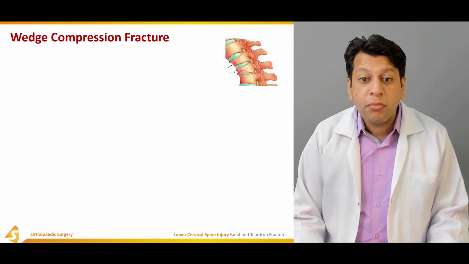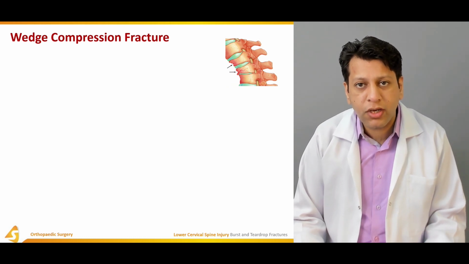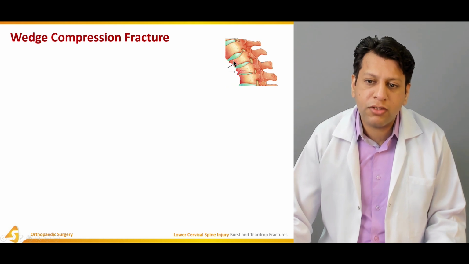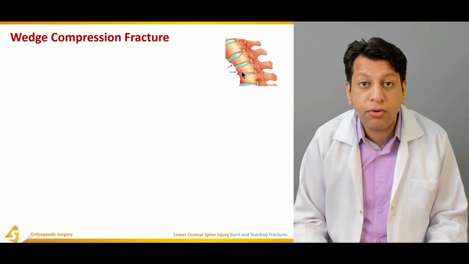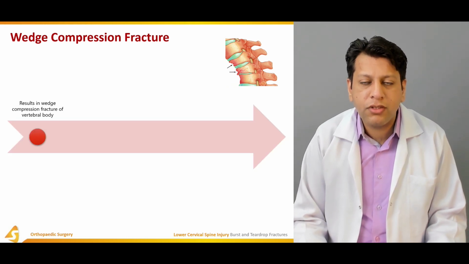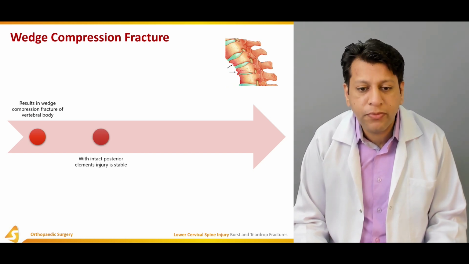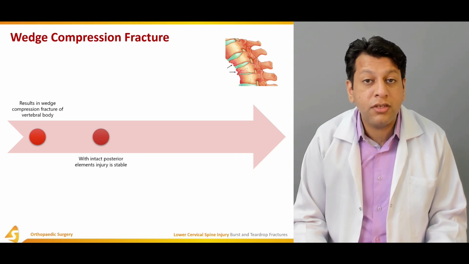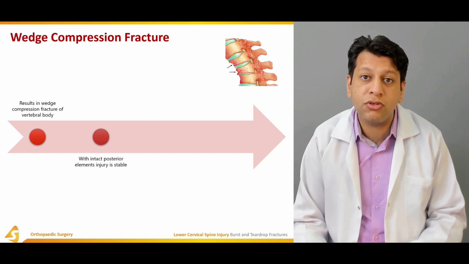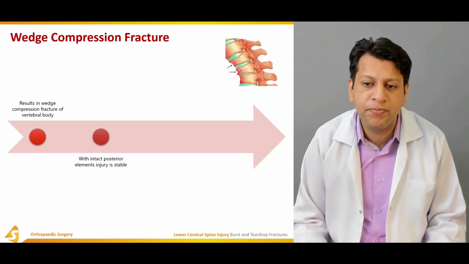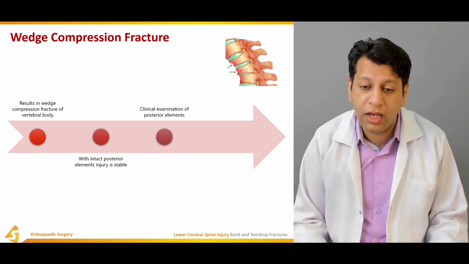Now coming to the wedge compression fractures. As I told you, when hyperflexion is occurring at the cervical spine, the maximum strain is on the anterior two-thirds of the vertebral body, that is over the anterior column mainly. As the force continues, this results in a wedge compression fracture of the vertebral body. With intact posterior elements, the injury is stable. But if the hyperflexion and deceleration continue, there is translation of one vertebra over the other, leading to disruption of the discoligamentous complex or posterior elements as well.